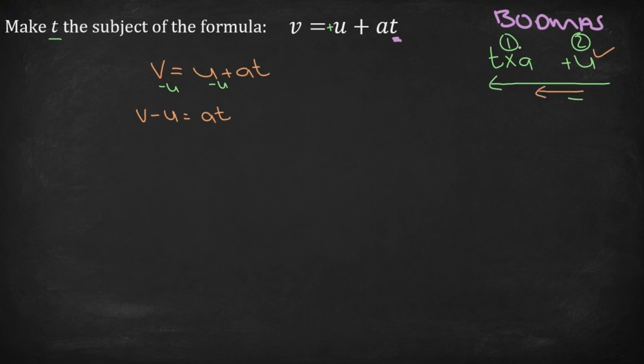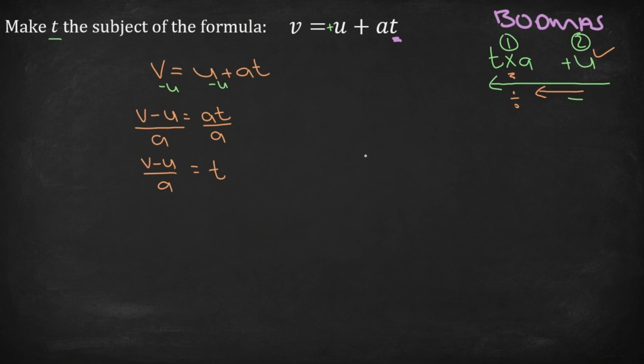Okay, so this step is done. And now let's do this last step. Here t is multiplied by a. The inverse operation of multiplication is division. So that means I'm going to divide this side by a to get rid of the a. And what you do on the one side, you have to do on the other side. And that leaves us with t equals v minus u over a.